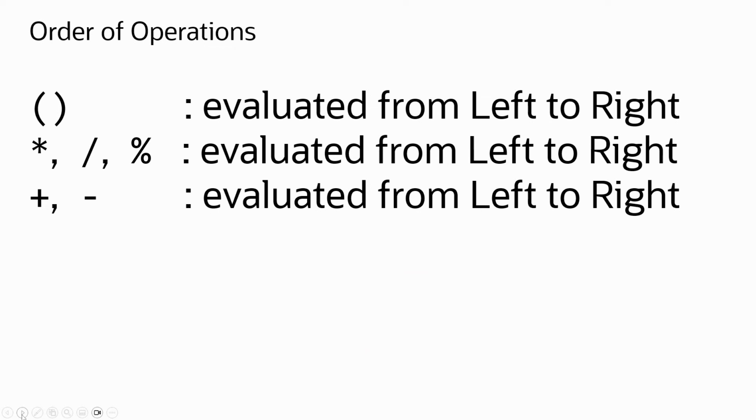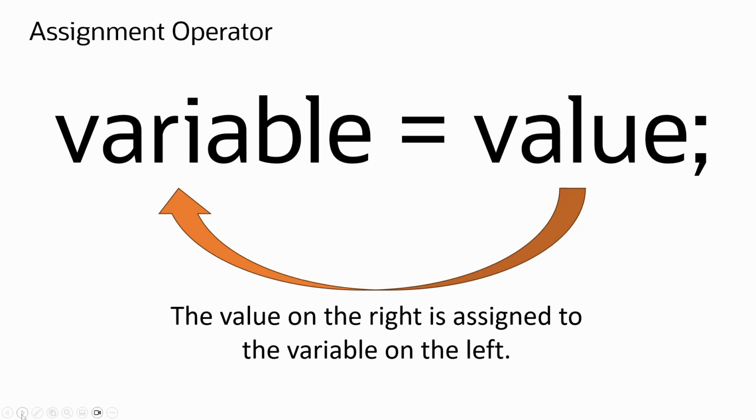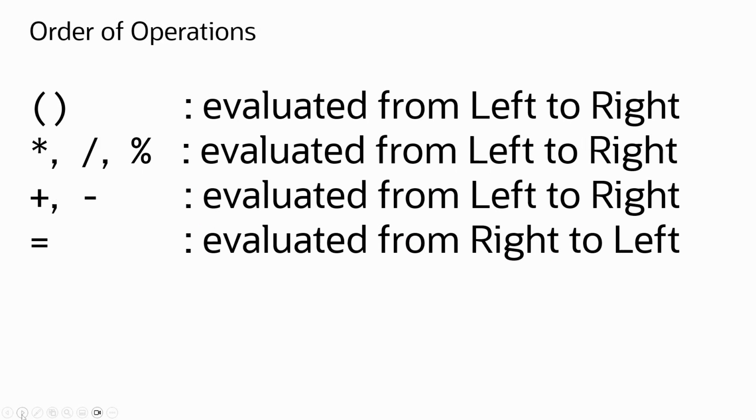The parentheses would be evaluated first, working again from left to right, then your multiplication, division, and modulus from left to right, and addition and subtraction from left to right. When we do the assignment operator, remember that it is the value on the right that is being assigned to the value on the left. The assignment operator is evaluated from right to left, and it is done last.